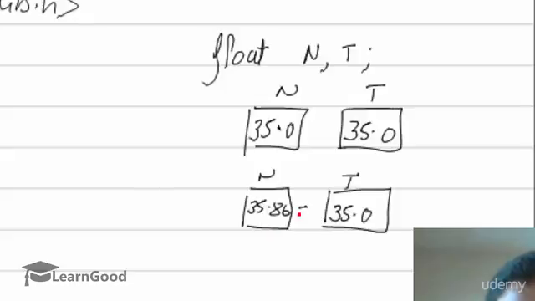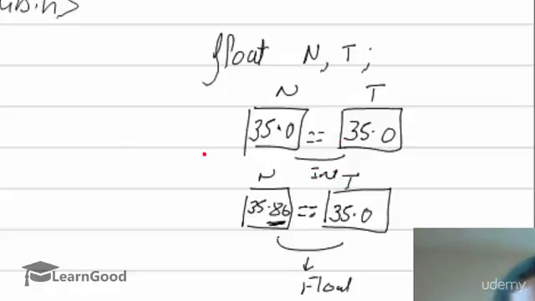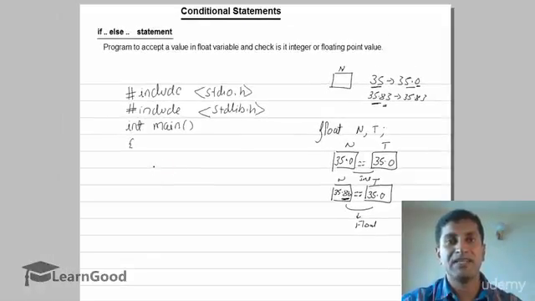Now you compare whether both these n and t values are equal. When 0.86 has been truncated, naturally it is not going to be equal. So if it is not equal, that means it is a float value. But if it is equal, then it is an integer value. This is the logic to find out whether the given data is an integer or float.